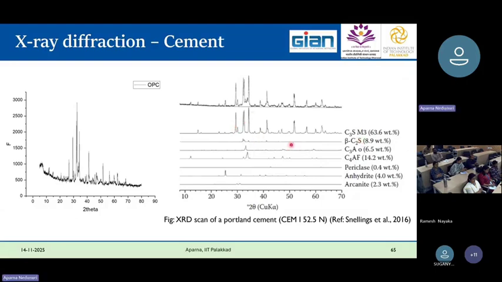Then C2S has peaks in other 2 theta positions. C3A has positions here, periclase here, anhydrite here. Like that, we will keep on adding each mineral. Each mineral will have peaks at different positions. We will match whether the peak at that position is present in our sample or not. Through that, we will try to understand what unknown crystalline phase is present in our sample. This is the search match that we do.